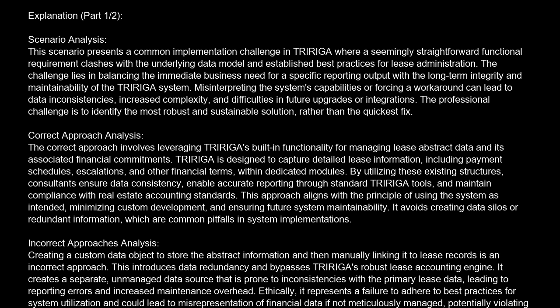Incorrect approaches analysis. Creating a custom data object to store the abstract information and then manually linking it to lease records is an incorrect approach. This introduces data redundancy and bypasses TRIRIGA's robust lease accounting engine. It creates a separate, unmanaged data source that is prone to inconsistencies with the primary lease data, leading to reporting errors and increased maintenance overhead. Ethically, it represents a failure to adhere to best practices for system utilization and could lead to misrepresentation of financial data if not meticulously managed, potentially violating accounting principles.